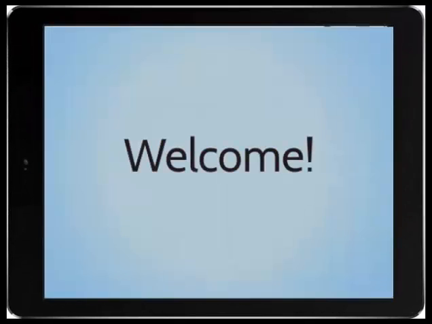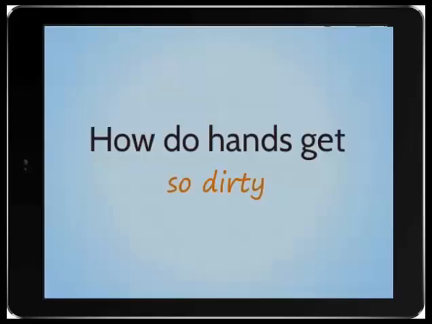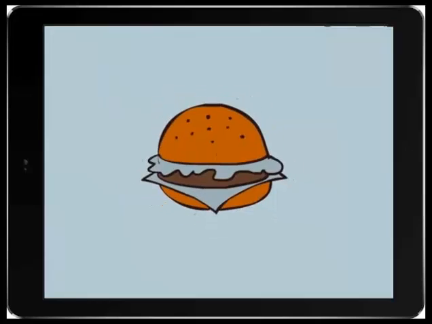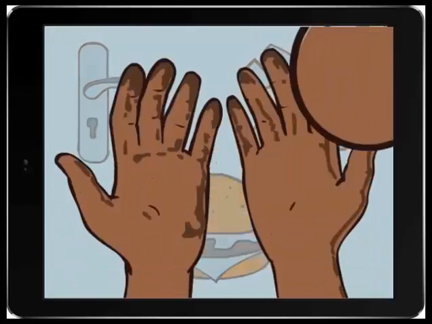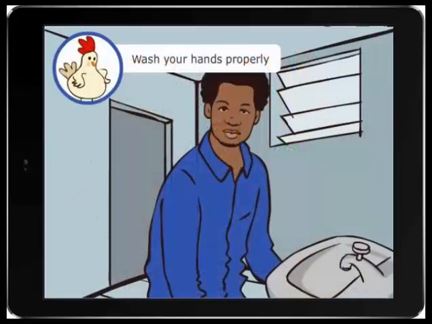Welcome to this e-learning lesson. We will show you how to wash your hands in 8 steps. How do hands get so dirty? It all starts with what we touch. Germs are everywhere, so when we touch things like food, door handles, tools, and writing pens, then our hands get dirty. This is why it is important to wash our hands properly.